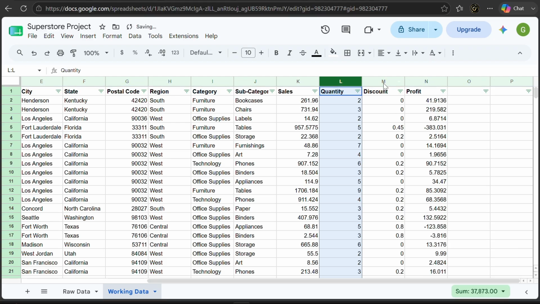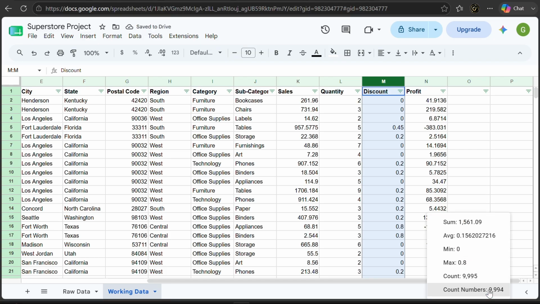Then on the discounts, our minimum value is 0. That's no discount. Our maximum is 0.8. That's 80% discount. Wow, generous enough. Then in our column N, where we have profit, now we have negative profit. Negative profit, there's no error there. That just means loss. Negative profit simply means loss. And then you have maximum as this.